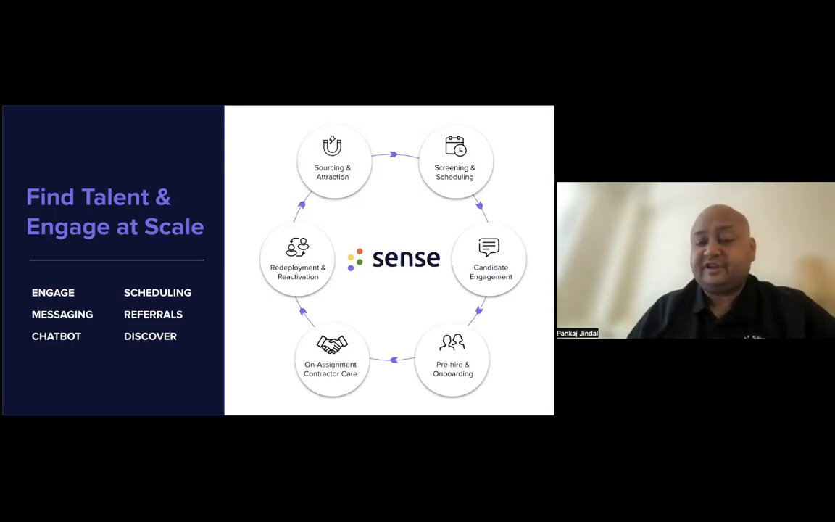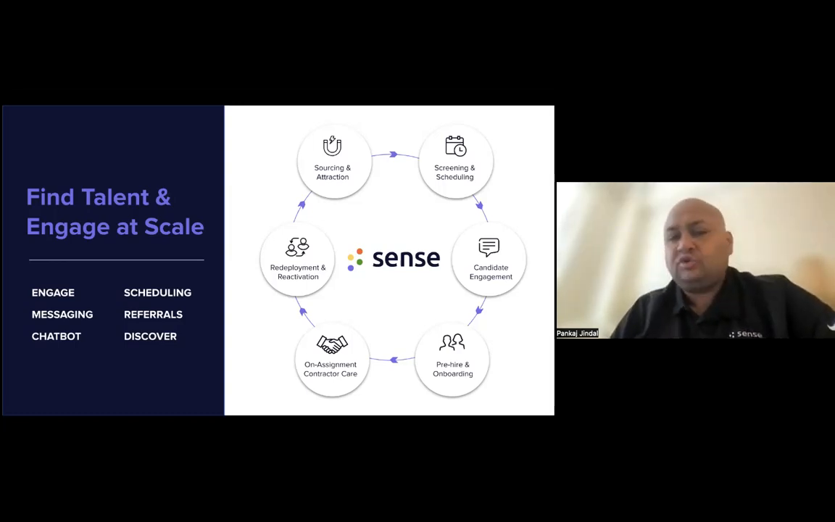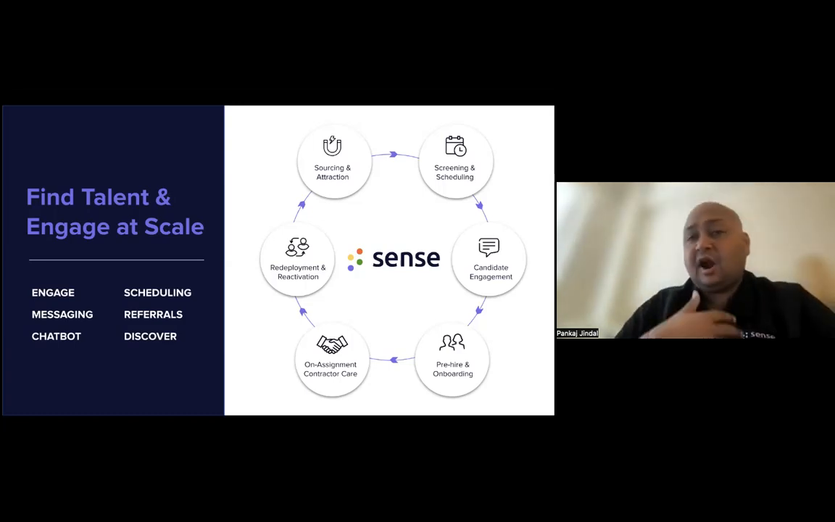Can we do mass texting using Sense? Absolutely. Talked about this before. You can do one-to-many broadcast messages. We have customers today that will reach out to 100 candidates at the same time, all the way to customers who reach out to 1,000 candidates at the same time.